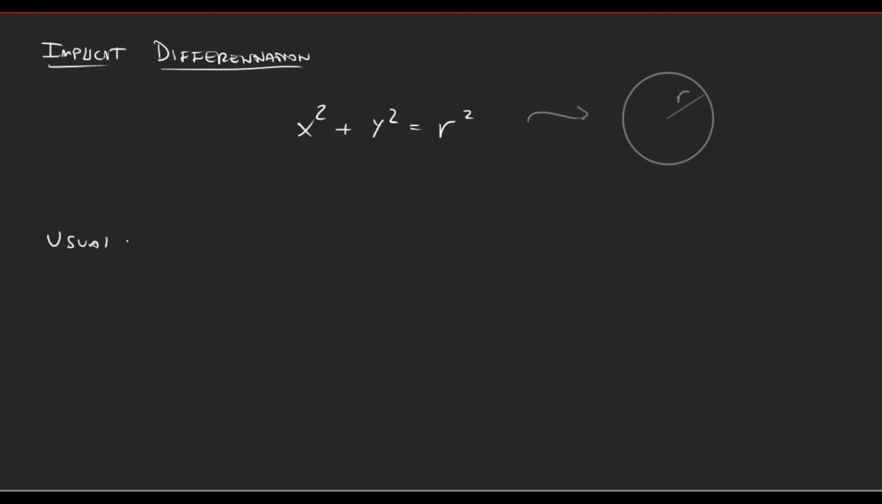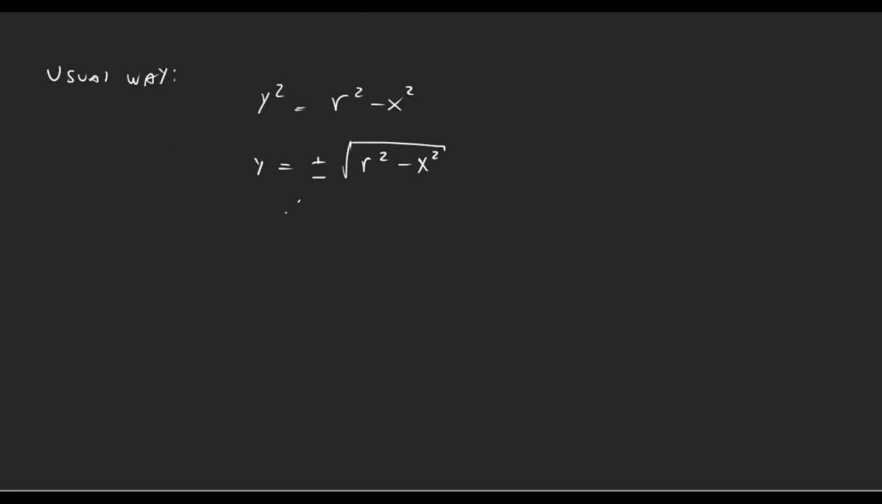So the usual way of differentiating our function is saying, okay, y squared is equal to r squared minus x squared, then y is plus or minus the square root. And so here I have two functions. I have f of x equal to the positive, and I have g of x, the negative.